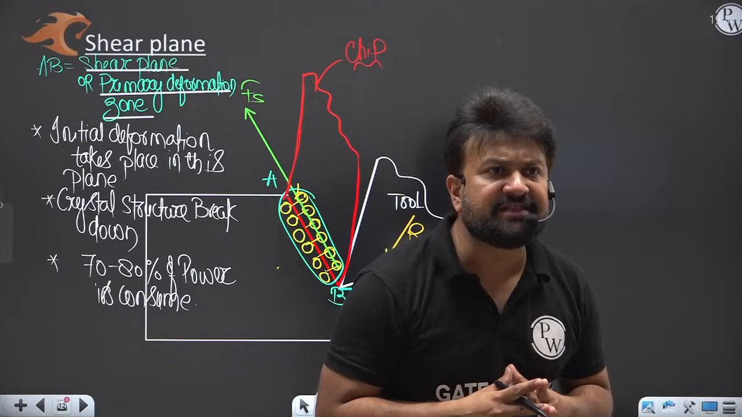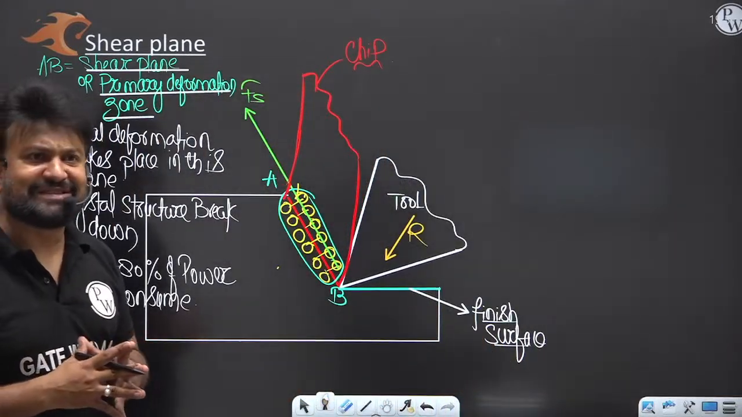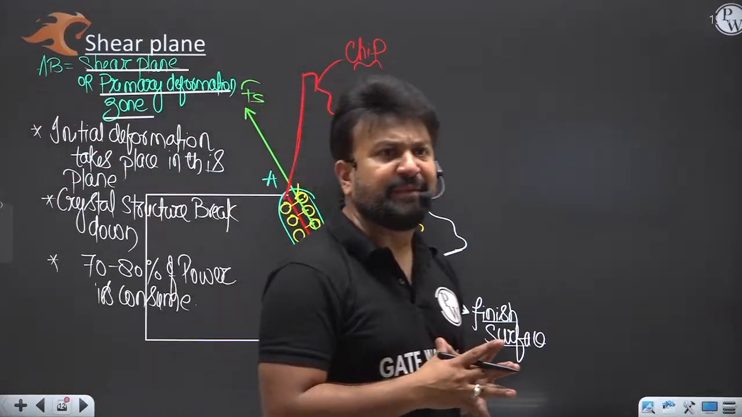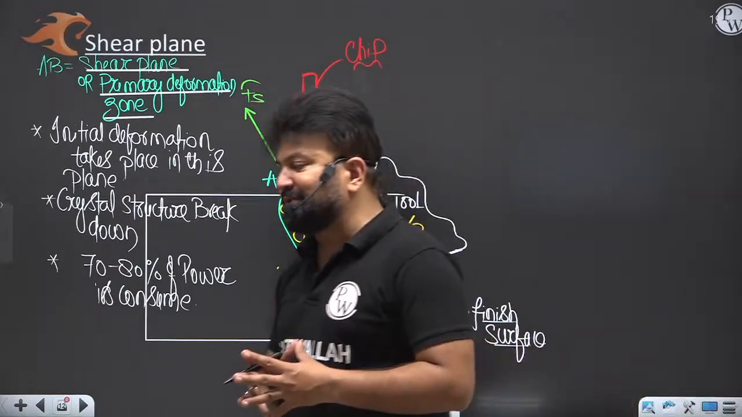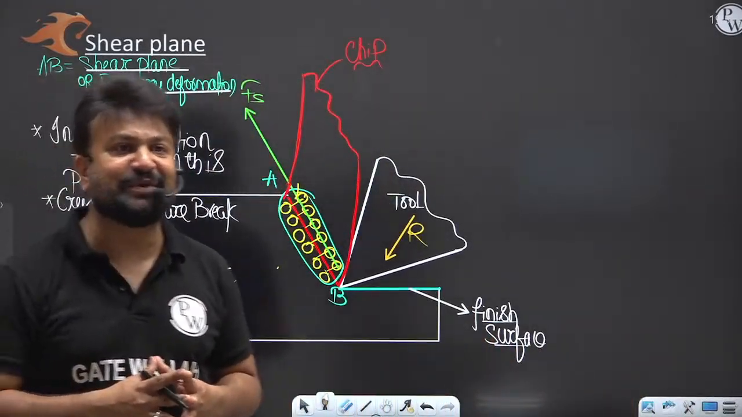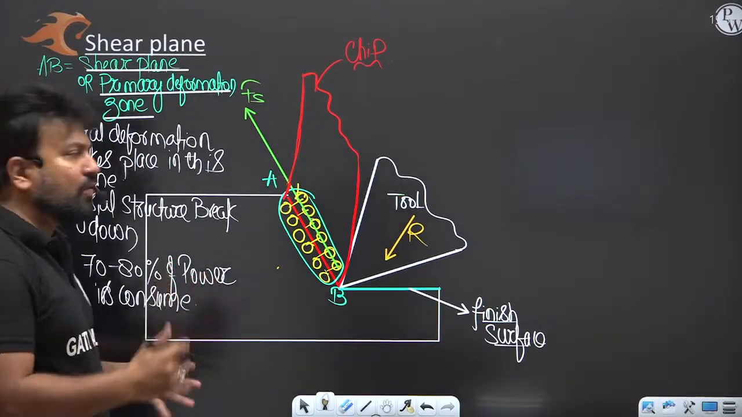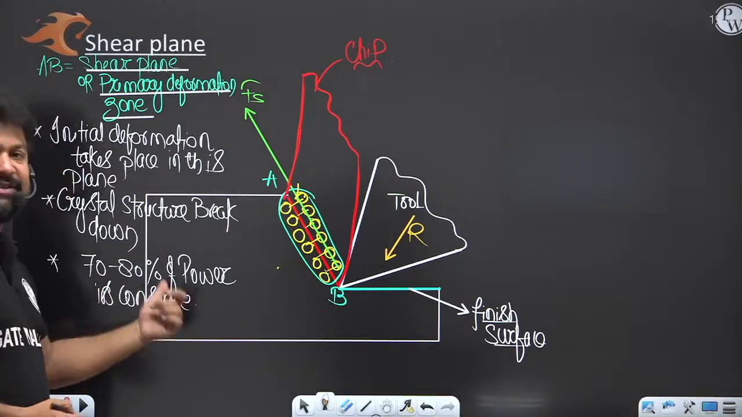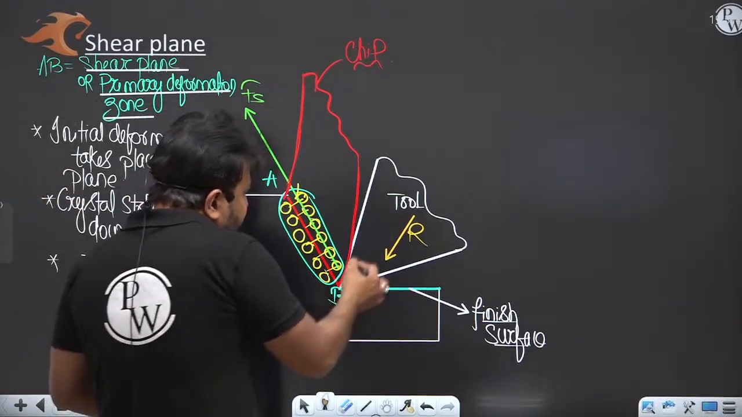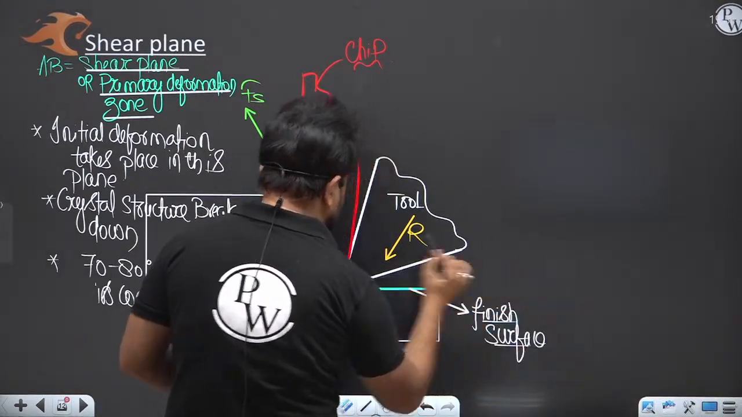Sir, is more heat generated in the secondary deformation zone or the primary? Okay, first of all, try to understand the secondary deformation zone, Jayesh Patel. Then you will know in which zone more heat is produced. Look here, 70 to 80% of the power is consumed here when the chip moves in the upward direction.